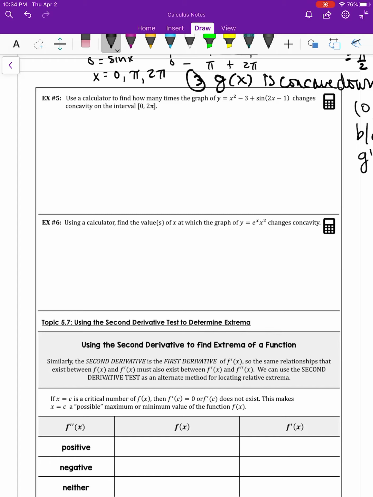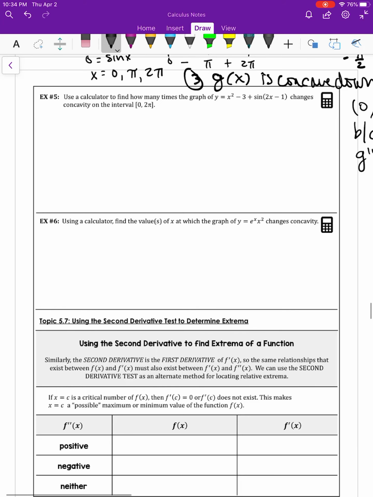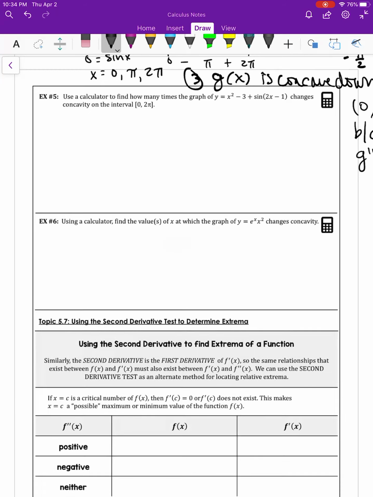5.4 example 5. Use a calculator to find how many times the graph of y equals x squared minus 3 plus the sine of 2x minus 1 changes concavity in the interval from 0 to 2 pi. So what I did on this problem is I went ahead and found the first derivative and the second derivative.